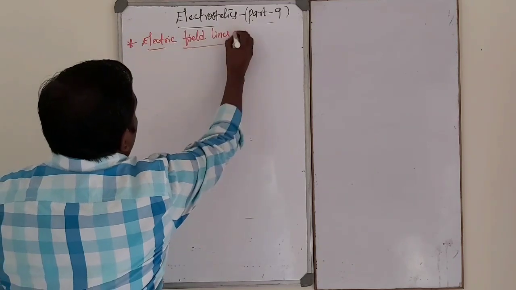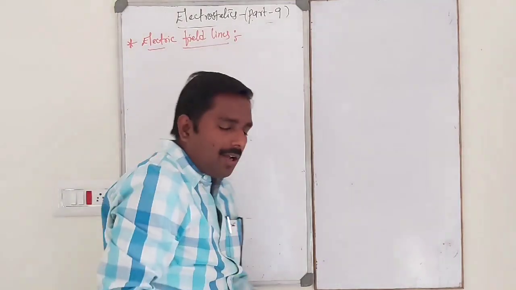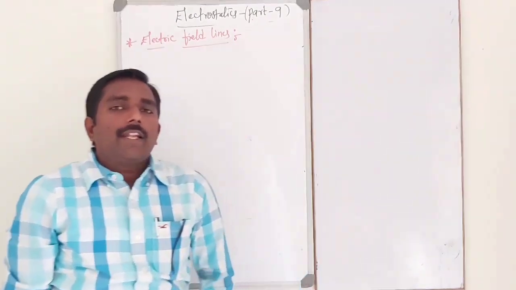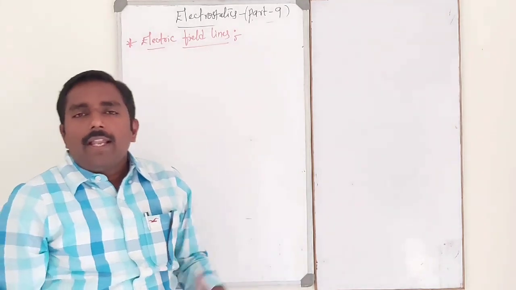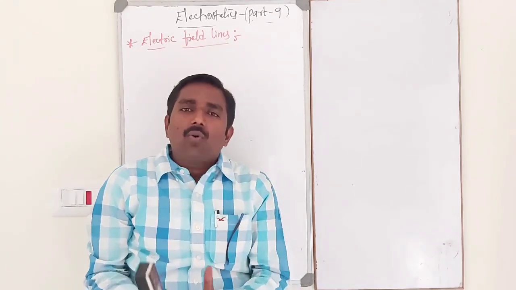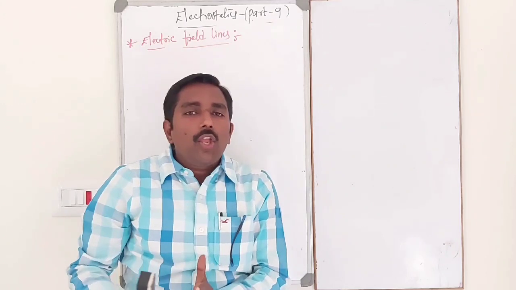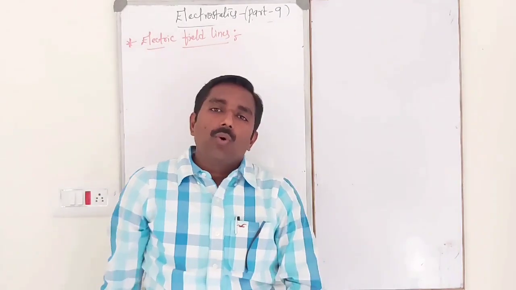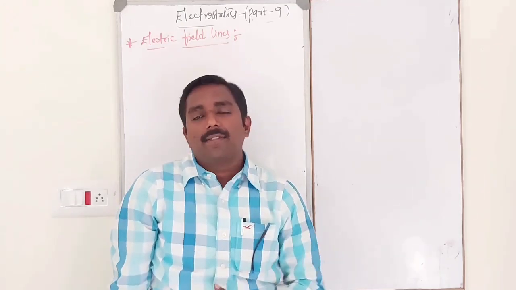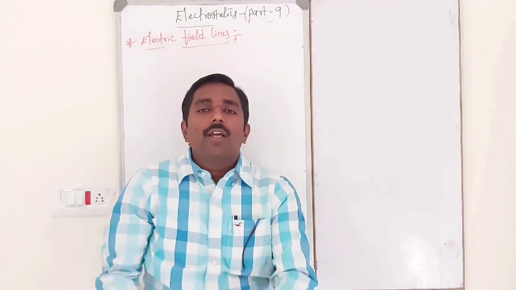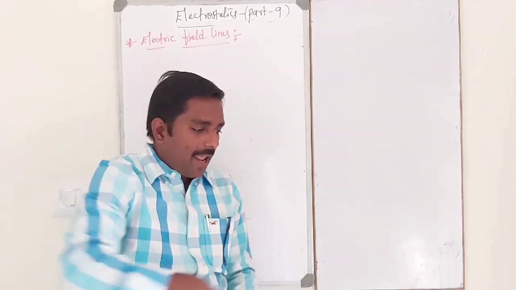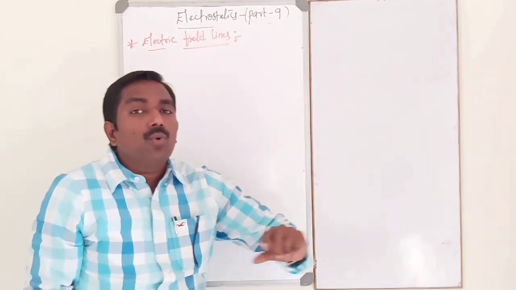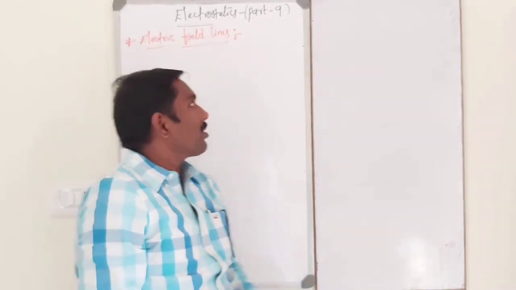Electric field lines. Electric field lines are the lines of force; both are the same. Electric field lines means a track or a path in which a unit positive charge moves or tends to move.